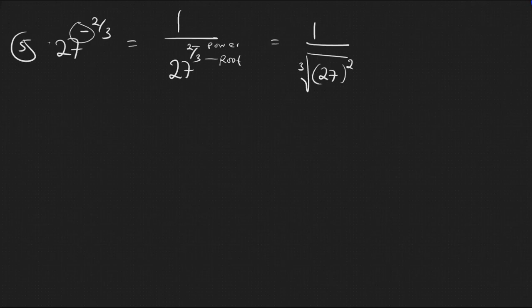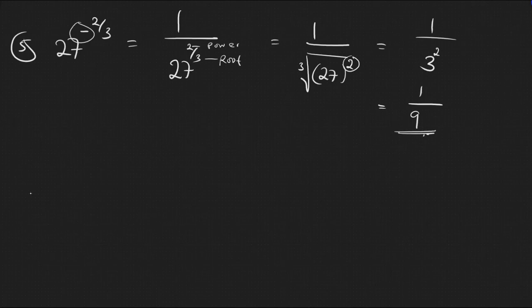So what is the cube root of 27? What are we going to multiply 3 times to give us 27? We're going to multiply 3 times 3 times 3 will give us 27. So the cube root of 27 is 3. Remember, we still have this power, which is the power of 2. And therefore, 3 to the power of 2 is 9. So our answer is 1 over 9.